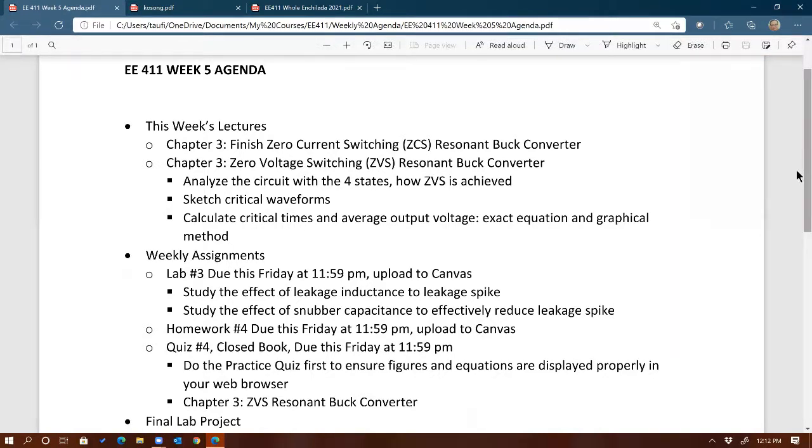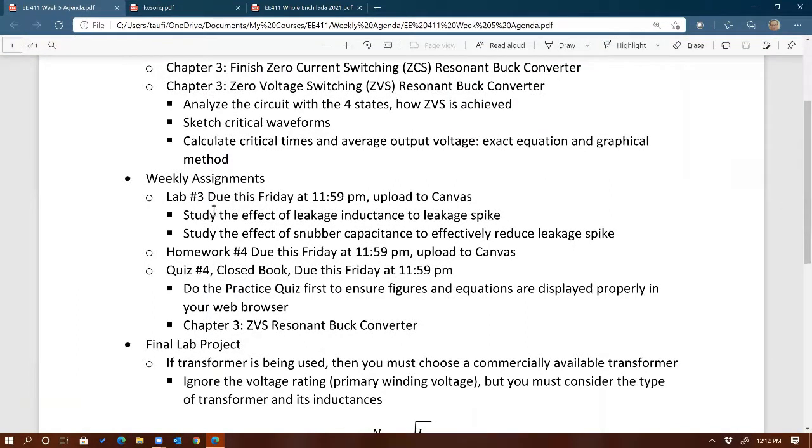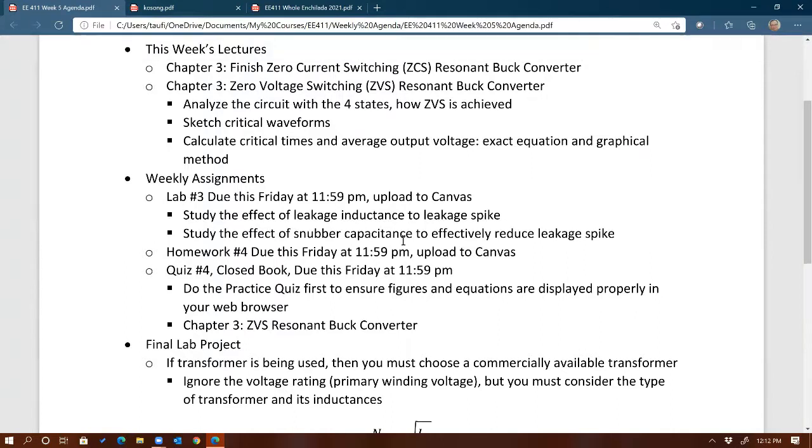Secondly, we have weekly assignments. It's a friendly reminder that you have 3 assignments. Lab number 3, lab report, due this Friday, 11:59 p.m., upload to Canvas. And for this week's lab, my plan is for you to look into the effect of leakage inductance on leakage spike. We'll talk about this more in the lab. And then study the effect of snubber capacitance to effectively reduce leakage spike. Those are the 2 main goals for this week's lab.